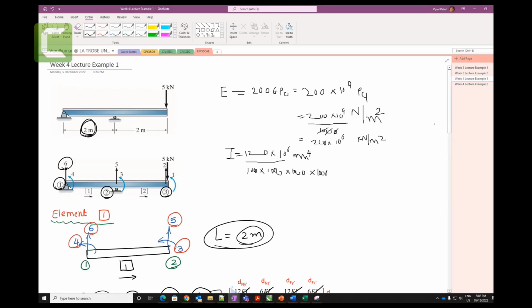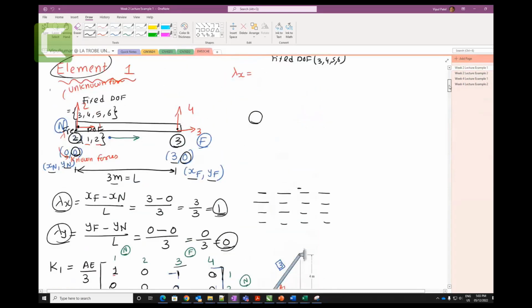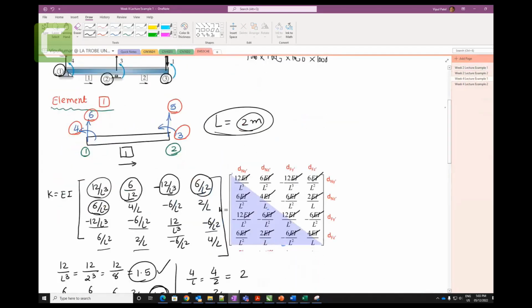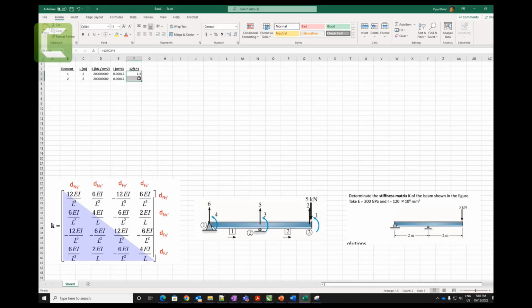Because it's not moving. Yep, here you go. 12 on L cubed, 1.5. Can you see that, right? 1.5. So that's good. Let's put it in the middle. 6 on L square. 6 divided by L squared. So equal to 6 divided by this L square.